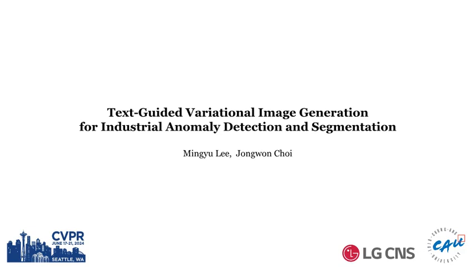I will introduce the paper titled Text-Guided Variational Image Generation for Industrial Anomaly Detection and Segmentation. This topic is aimed at solving the anomaly detection and segmentation task through an improved image generation method.